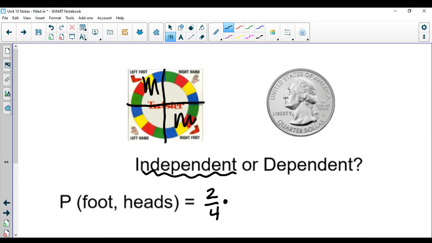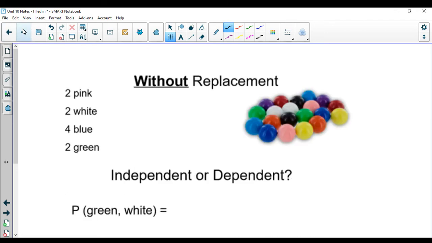And the probability that I get heads is going to be 1 out of 2. So simplifying here, those both become 1s, and I get a 1/4 chance of that happening. Not very likely for that to happen.